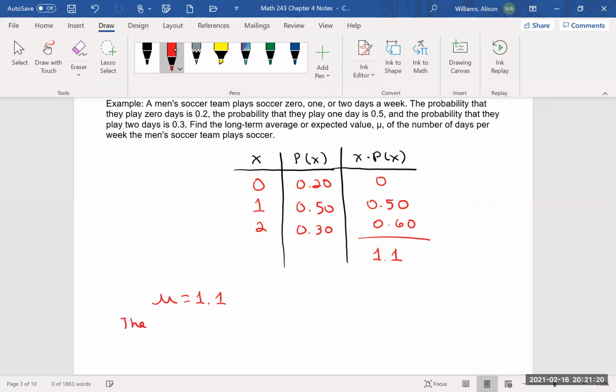So the expected value of the soccer team, the expected value of the number of days per week.